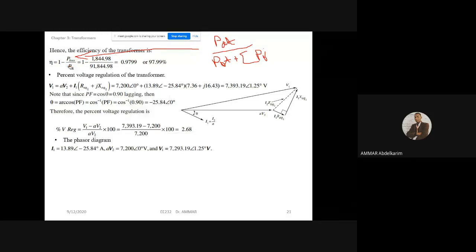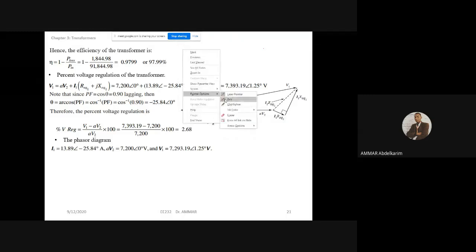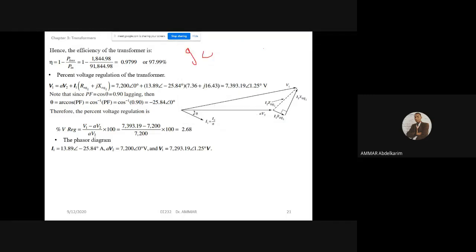Or we can calculate directly. Don't confuse yourself with this expression. It can be derived easily. Directly you can check it. The efficiency equals 90,000 over 91,000, and it's equal to 97%. So it's a high efficiency.